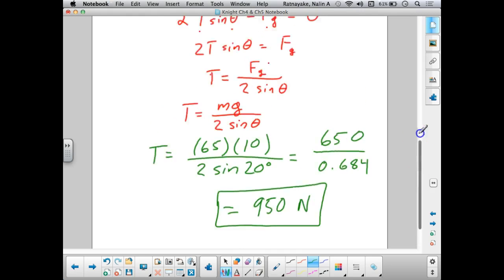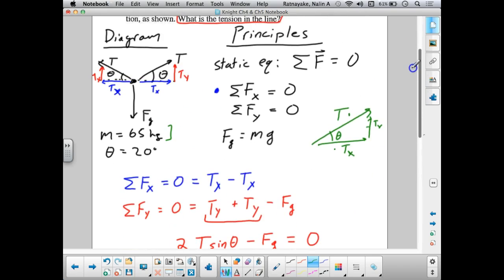Okay, so quick recap on this problem. The first thing I did was set up my diagram and my principles. I drew a free body diagram because there are forces involved, and the best diagram that we can use anytime forces are involved is a free body diagram. I made sure to include my angles, all the forces acting on the object. I listed my knowns down here, the mass and the angle.